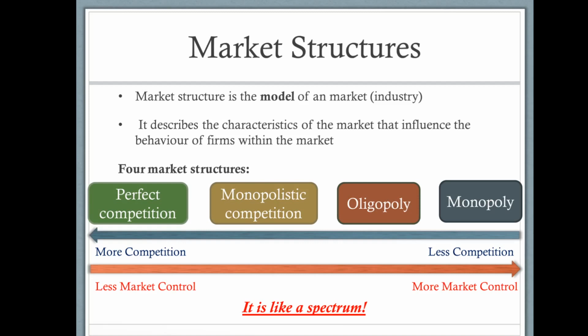When you look at the second arrow, it's the same. Because there is so much competition in perfect competition, the firms there don't have market control at all, because the competition is just too great. If you move to the right, you will see the firms have more and more market control. And on the right hand side, monopoly, is where the firms get absolute market control. So it's just like a spectrum.